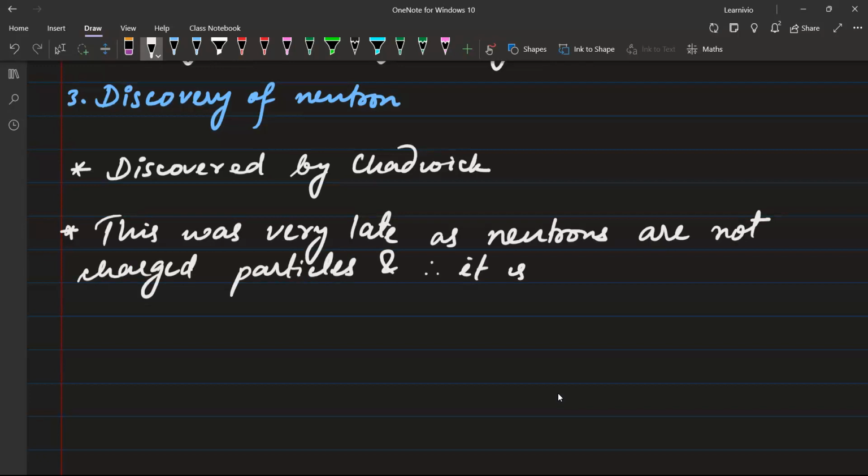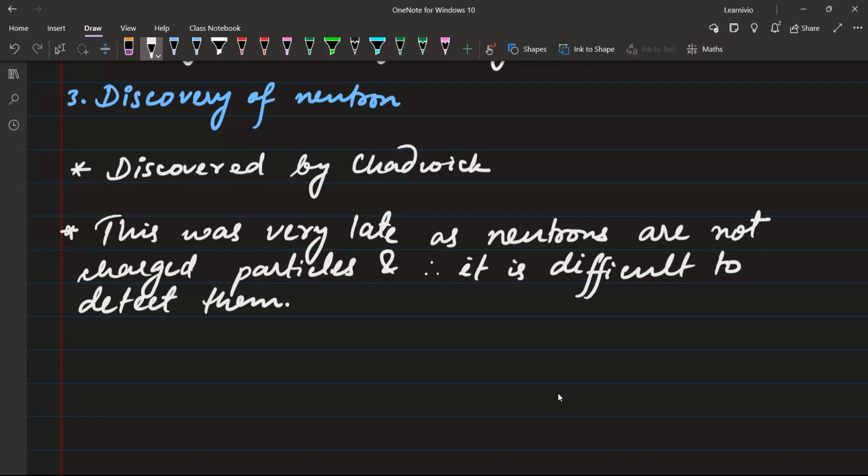Therefore, it is difficult to detect them. Maybe some neutrons were also escaping out in Thomson's cathode ray experiment itself. We were not able to detect them because they were not charged, and if they are not charged, they will not be carrying electricity. Whenever a charged particle moves and strikes zinc sulfide, the zinc sulfide glows. But the neutron was not charged, so the zinc sulfide will not glow. So we did not know whether it is moving or not, or whether there is any particle or not.